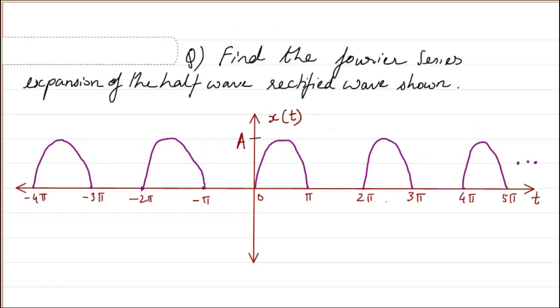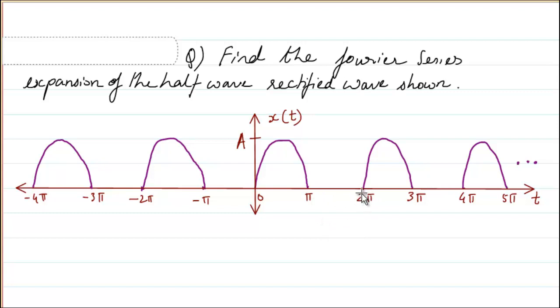Hello students, let us look at a problem of Fourier series expansion. Here we have been given a signal x of t, which is a half wave rectified waveform, meaning it is the output of a half wave rectifier. As you can see, this is a sinusoidal wave, 0 at t equal to 0, and then it goes up, and the second half, from pi to 2 pi, is missing.